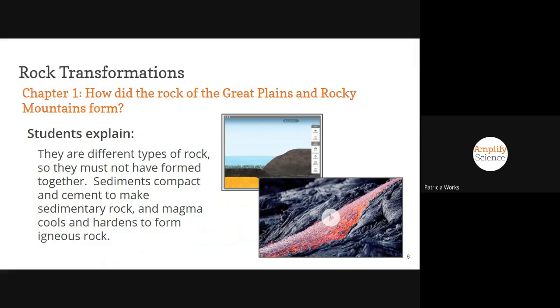They explain that the rock of the Great Plains is sedimentary rock, and the rock of the Rocky Mountains is igneous rock. They formed in different ways, so they must not have formed together. Rocks can form in different ways, which causes them to be different types of rocks. When sediment is compacted and cemented together, it forms sedimentary rock. When magma cools, it hardens to form igneous rock.